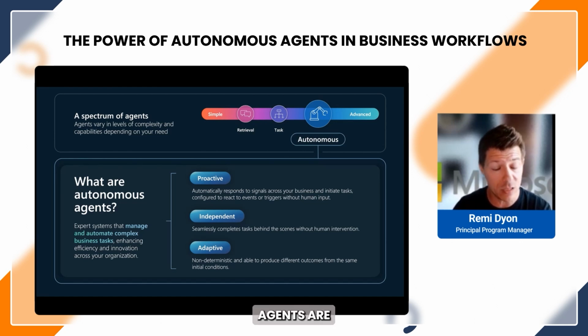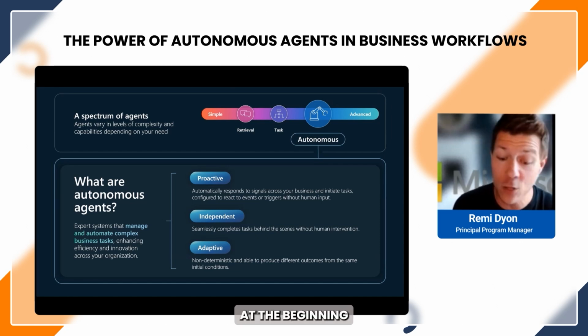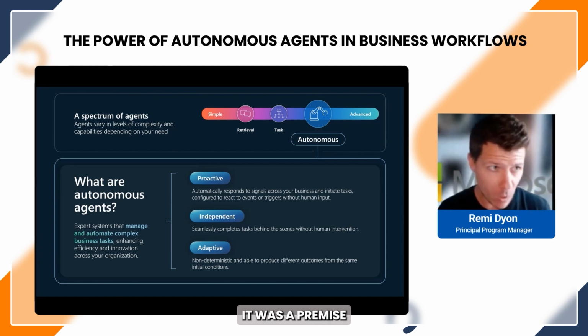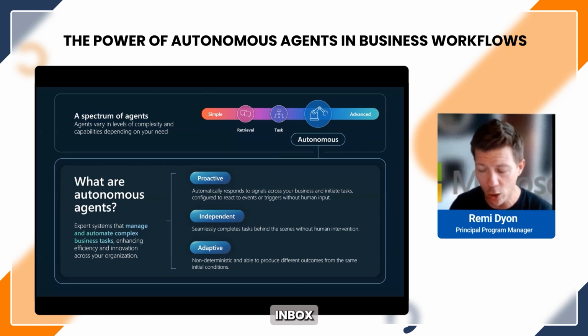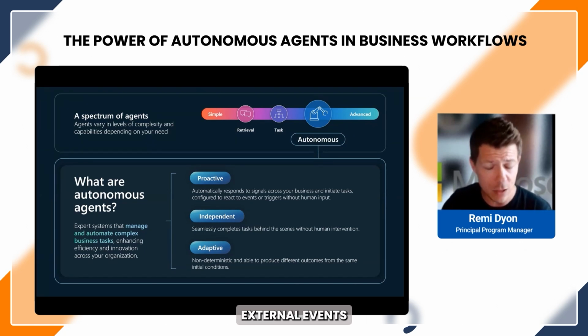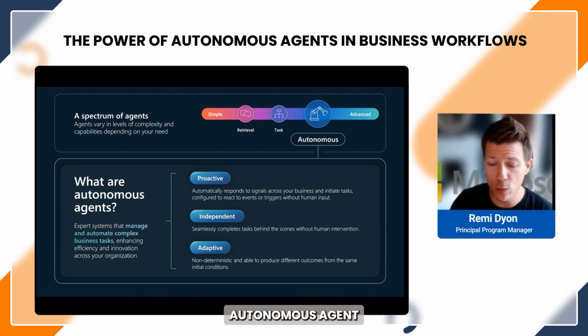Autonomous agents are expert systems that manage and automate complex business tasks without human interaction at the beginning. That means those autonomous agents can respond to signals outside of chats. It could be a new record that's been created in a database, or a new email arriving in a particular inbox. Any external event can be a trigger to an autonomous agent.